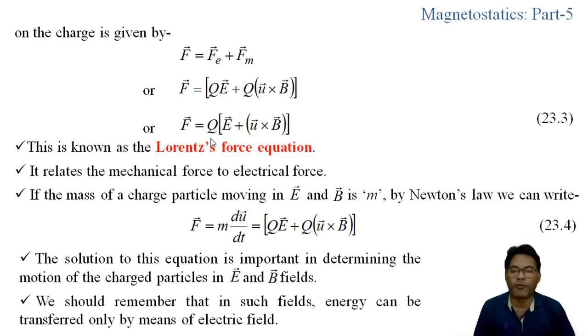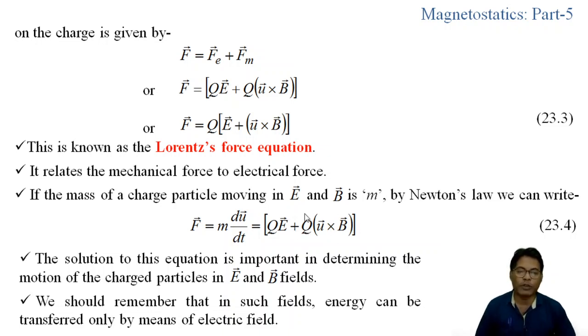with the Newtonian force. We know the Newtonian force, if the mass of a charged particle moving in an electric field and the magnetic field is m, by Newton's law we can write F equals m du/dt. So this m du/dt, equation 23.4, and this force in equation 23.3 will be equal. So we can write m du/dt equals QE plus Q U cross B.